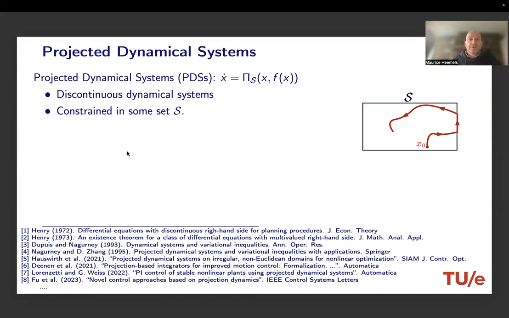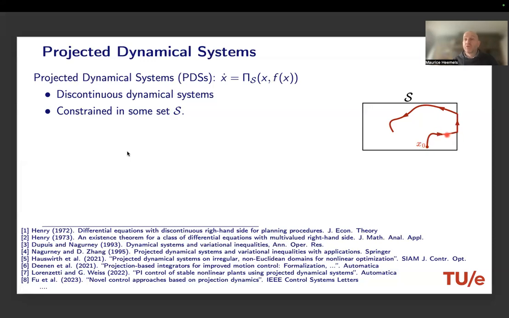So how is a projected dynamical system defined, based on this f(x) and this constraint set S? Very loosely speaking, I have the exact definition on the next slide, but in principle, you start from an initial condition, let's say in the interior of the constraint set S.